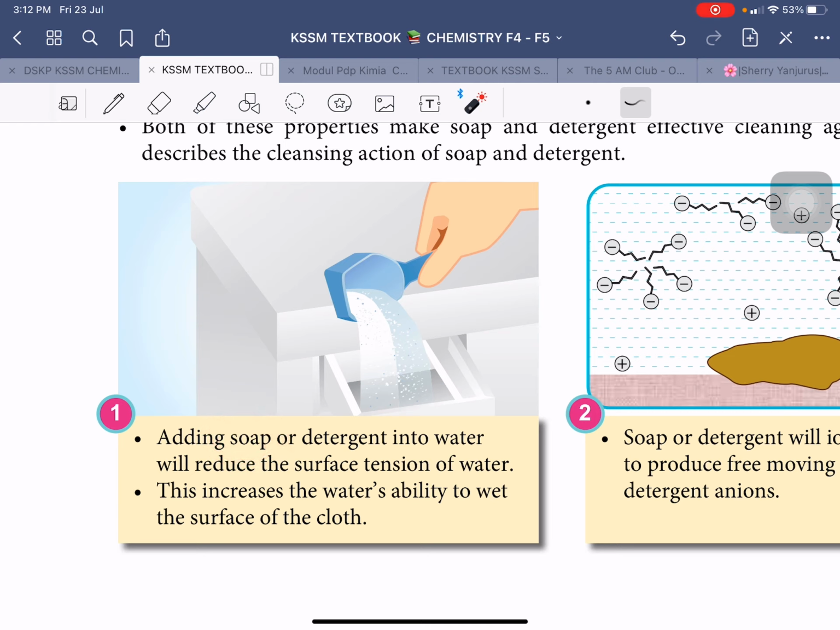Tapi kalau dari segi kimianya, why do you need to add? Sebab reduce the surface tension of water. Apa tu surface tension? Kebolehan ba? Surface tension maksudnya the ability to wet the surface of the cloth. Siapa punya ability? Siapa punya keupayaan? Tu na water. So if you add soap and detergent, ini akan meningkatkan keupayaan itu air kasih basah. Kasih basah apa? Kamu punya pakaian.